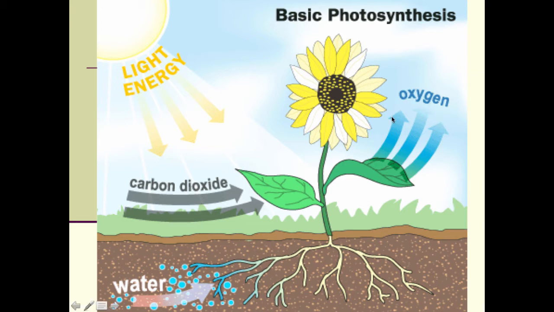Now, we know that we get all of our oxygen from plants. They take in carbon dioxide, they give off oxygen. We take in oxygen, we give off carbon dioxide. So in this example, what would we call oxygen? Would it be a reactant like the others? Or would it be a product? It's a product because it is something that the plant is making.